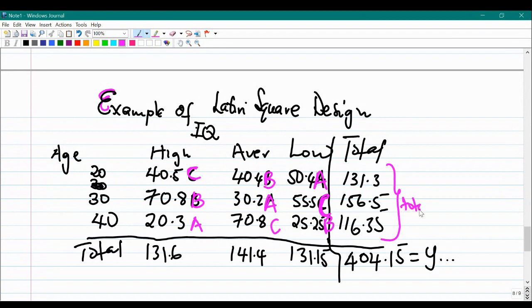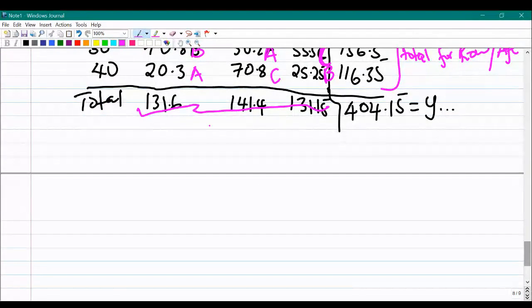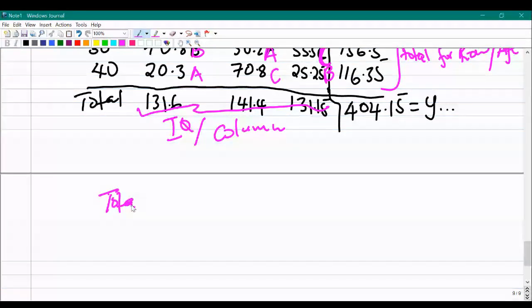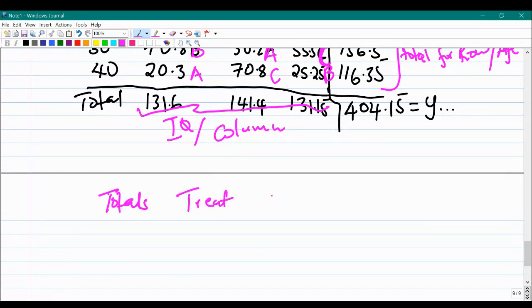These are the totals for row, right? Or age. You can say row or age. These are the totals for... Sorry for that. I'm not canceling the values. These are the totals for the IQ or column. But now we need what? The totals for the treatments.